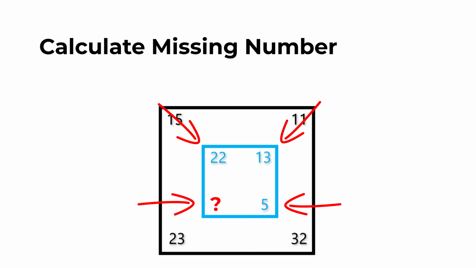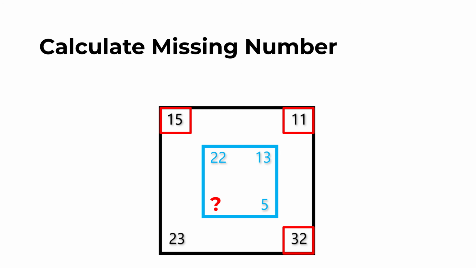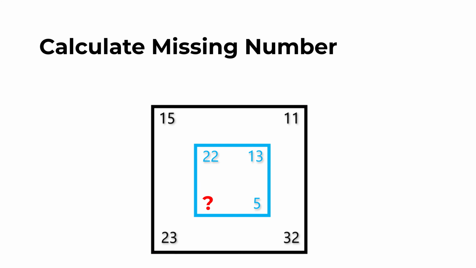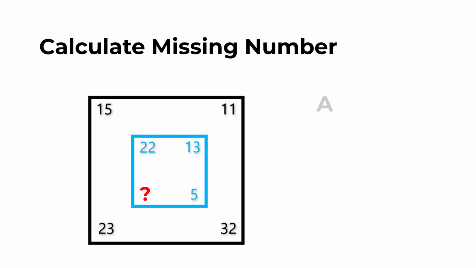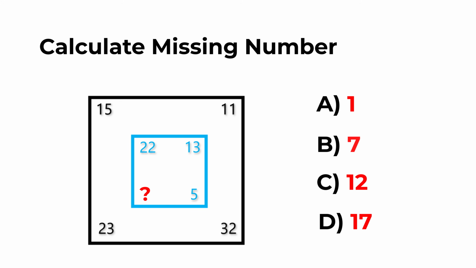If we start looking at the numbers in the upper left corner and go clockwise, you see the numbers 15, 11, 32, and 23. In the smaller square, the numbers are 22, 13, and 5, and 1 number is missing, and this is the one that you need to calculate. Your choices are choice A, 1, choice B, 7, choice C, 12, choice D, 17.